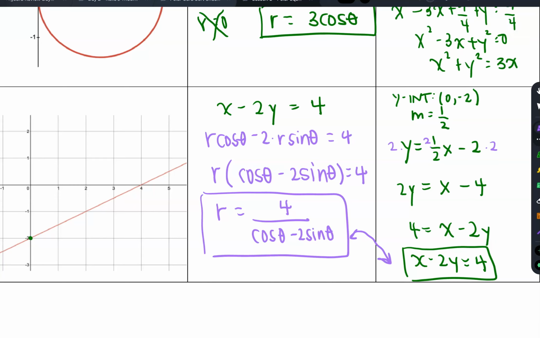All right, so that is the card sort. Let me know if you have any questions on that.